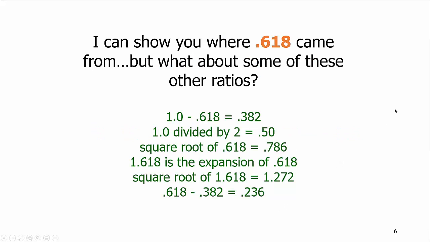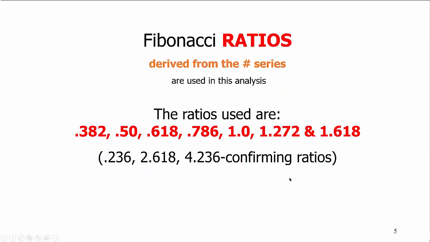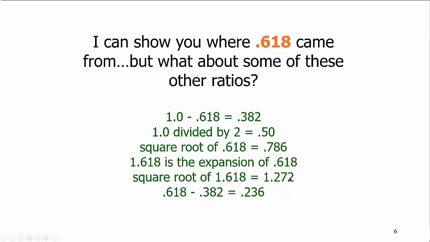So 0.618 actually comes from in between the number series. Actually, let's go back to that. So for example, if you multiply 13 times 1.618, you're going to come up with the next number. So basically, the golden ratio is inside of these numbers. So that's where the 0.618 comes from.